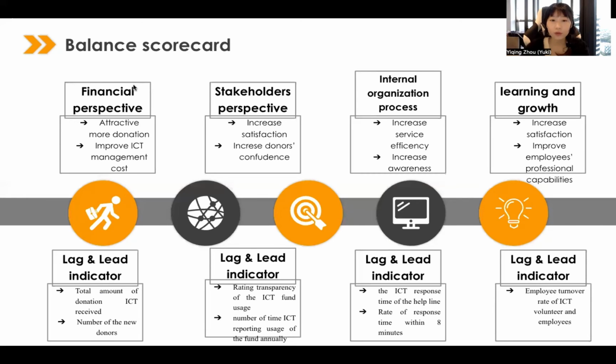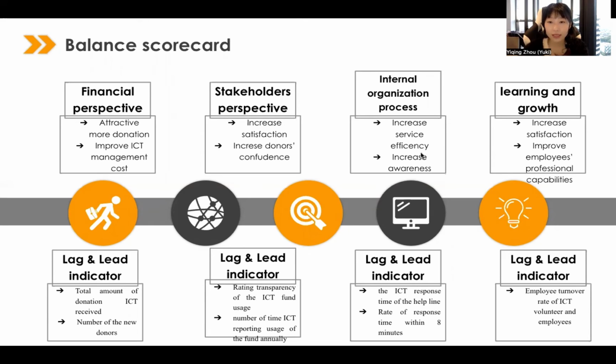About stakeholders, the first is to boost the trust of ICT donors. Another is to improve patient satisfaction. Patient satisfaction with information and communication technology services is a lagging indicator. ICT will recognize and adapt to the needs of the patients and their families in order to improve service quality.